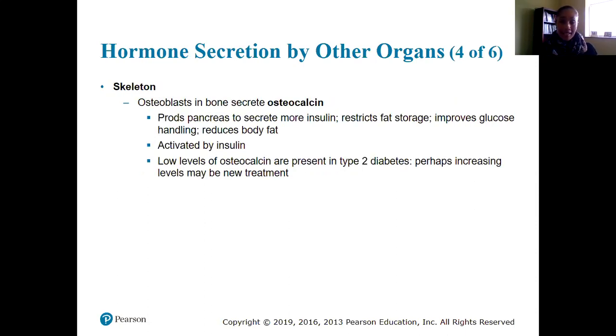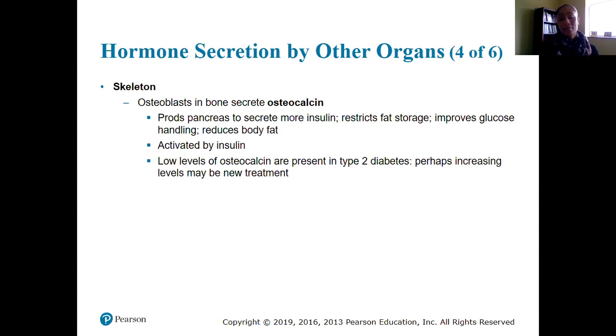The skeleton is going to involve osteoblasts and bone secretion of osteocalcin. So osteocalcin is going to be a hormone that will prod the pancreas to secrete more insulin. It's also going to restrict fat storage and improve glucose handling to overall reduce body fat. It's going to be activated by insulin, and low levels of osteocalcin are present in type 2 diabetes. So perhaps increasing levels may be a new treatment.